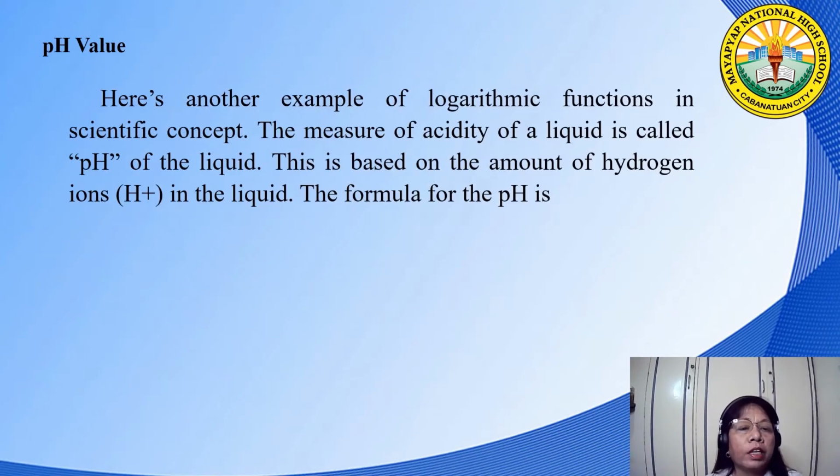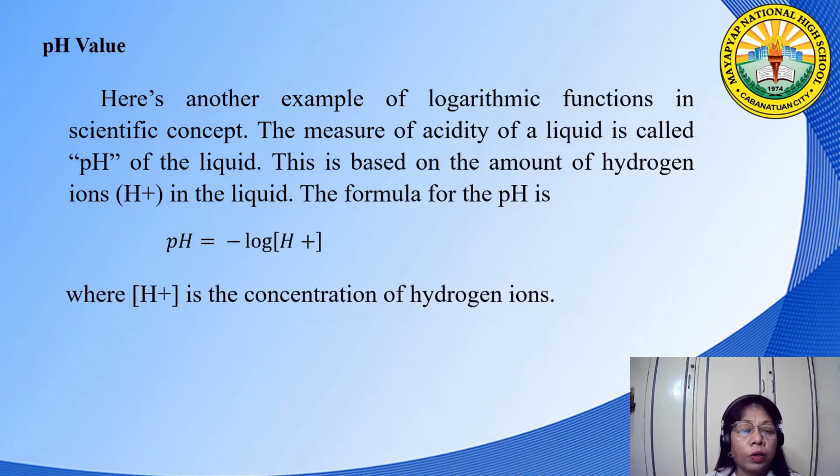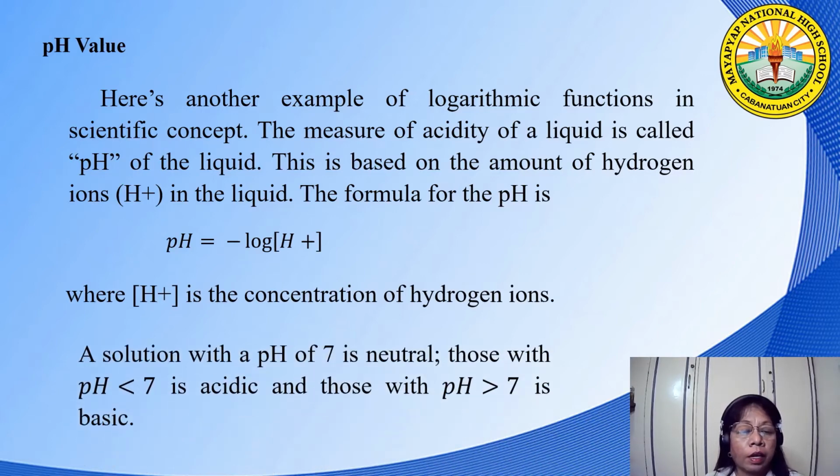pH value is another example of a logarithmic function in scientific concepts. The measure of acidity of a liquid is called the pH of the liquid. This is based on the amount of hydrogen ions in the liquid. The formula for pH is pH equals negative logarithm of H positive, where H positive is the concentration of hydrogen ions. A solution with a pH of 7 is neutral. Those with pH less than 7 are acidic, and those with pH greater than 7 are basic.